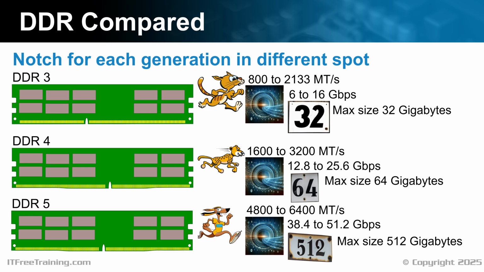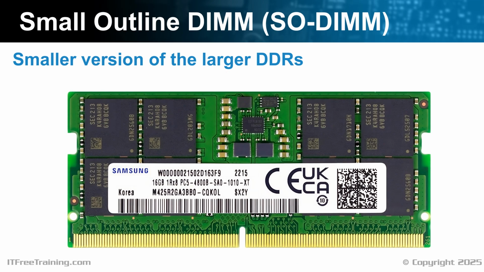Before ending this video, there is one more memory module that I need to look at. Small Outline DIMM, or SO-DIMM, is a smaller version of other memory modules. For each generation of memory module, there is a SO-DIMM version. Since they are smaller, the maximum capacity of these modules is less than the larger versions. SO-DIMMs also have fewer chips on them, which means less parallel processing. Thus, SO-DIMM will generally not perform as well as the larger versions.